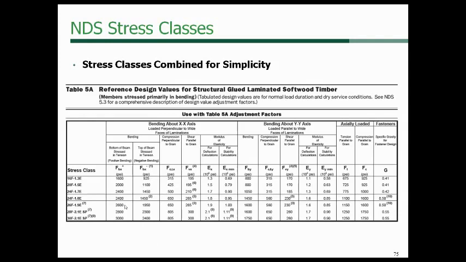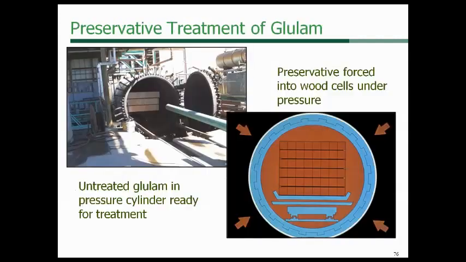So you'll see that these design values look a little bit different than just your Table 4 with solid sawn lumber. So you'll see that there's bending in the positive and negative directions and bending about both the strong and the weak axis. So it gives you a little more information which you'll need to design with Glulam.